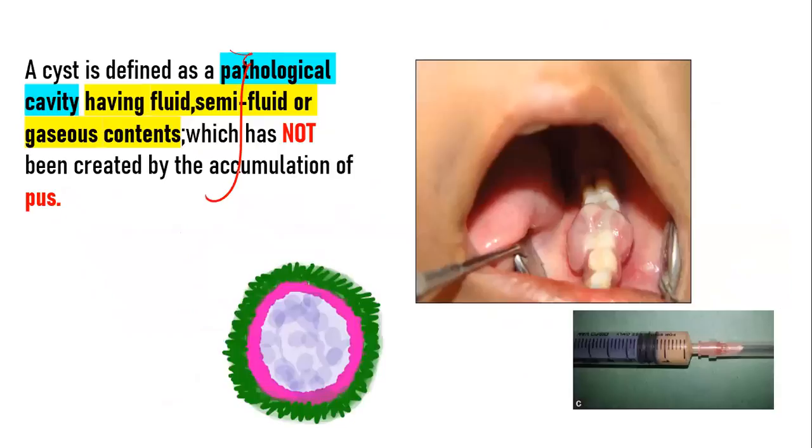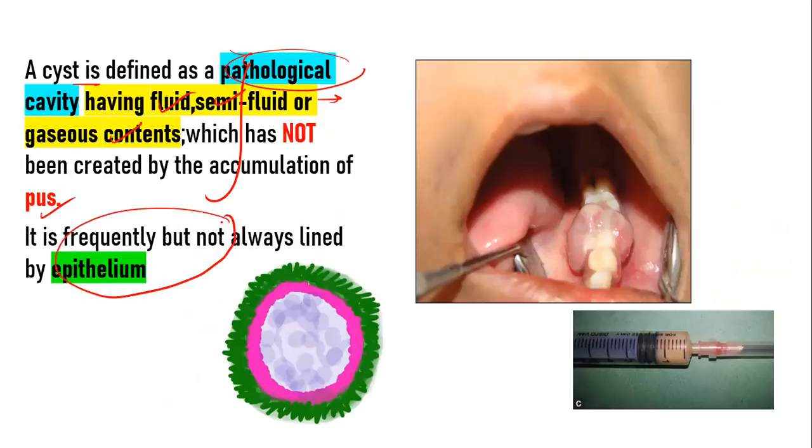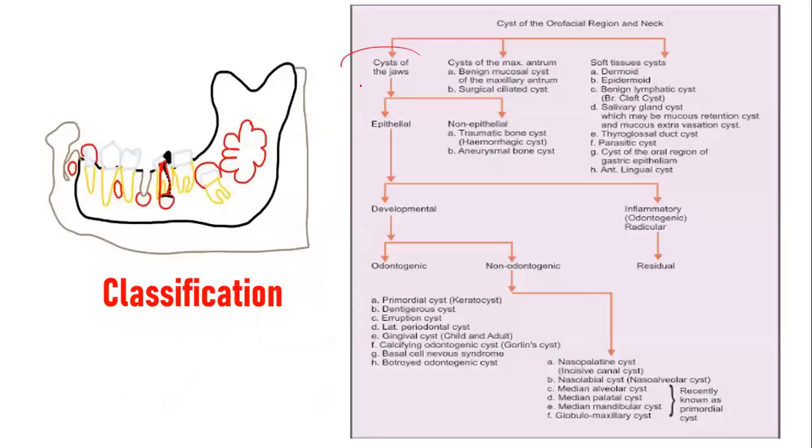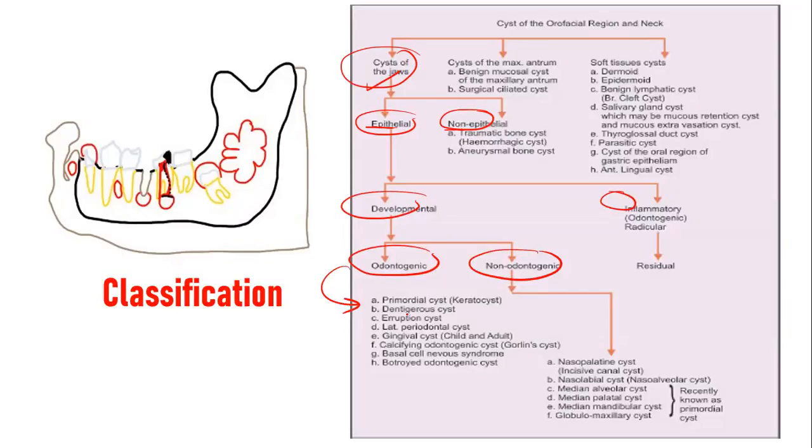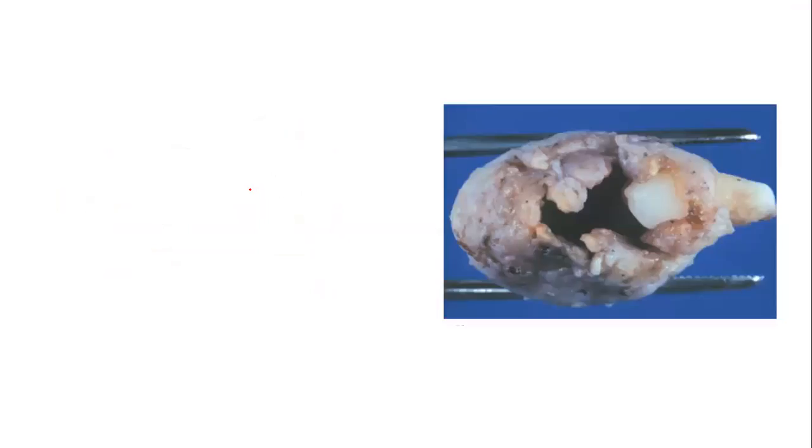So before we get into the dentigerous cyst, a cyst is any pathological cavity. Its contents can be fluid, semi-fluid, and gaseous, not created by the accumulation of pus, and it may or may not be lined by epithelium. We have studied the classification of the cyst of jaws, which include true and false cysts, which is epithelial, non-epithelial, developmental and inflammatory, and odontogenic and non-odontogenic. And the cyst of concern today, being the dentigerous cyst, is an odontogenic developmental cyst with a lining epithelium, which is this in the diagram.